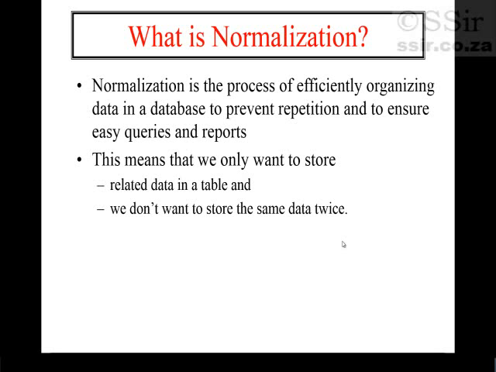So let's look at what is normalization. It is the process of efficiently organizing data in a database to prevent repetition and to ensure easy queries and reports. This means that we only want to store related data in a table and we don't want to store the same data twice. We normalize a database in stages. The first stage would be first normal form. Once we've put the whole database into first normal form, we change it into second normal form and finally into third normal form.